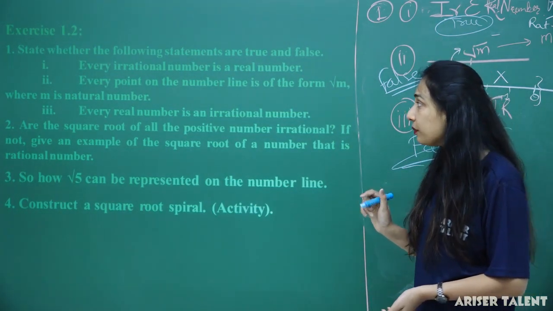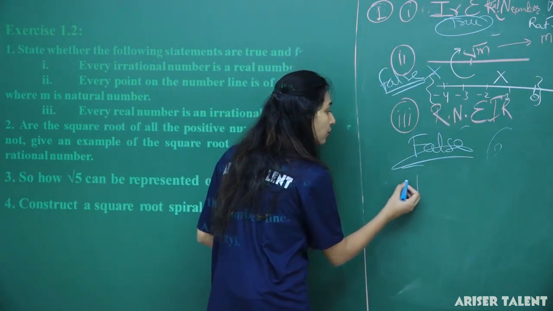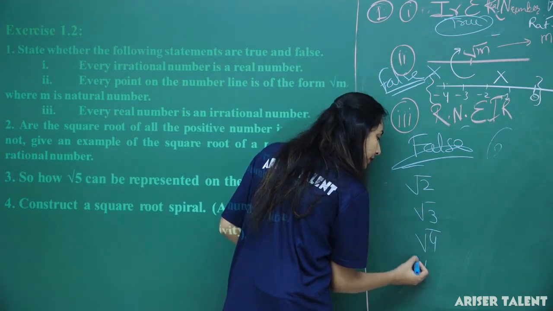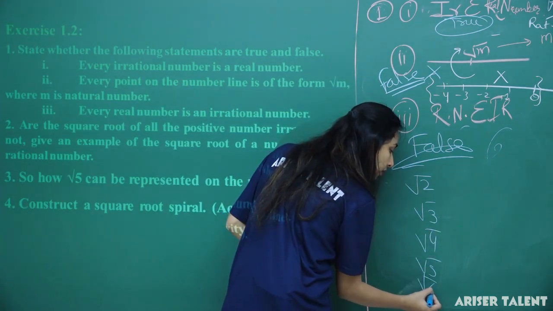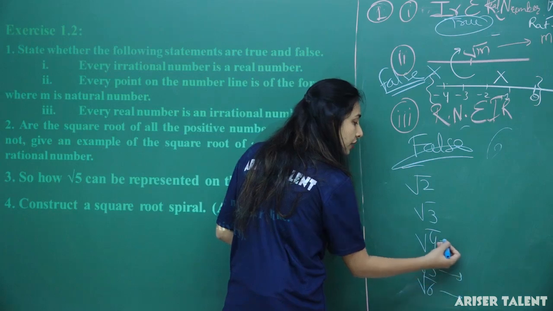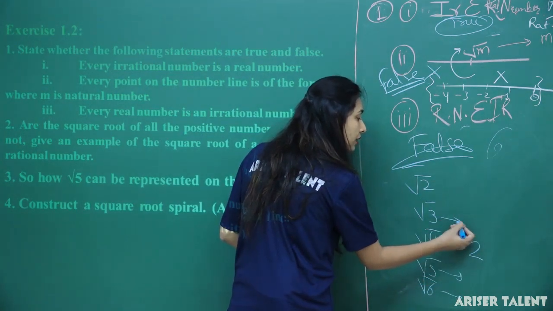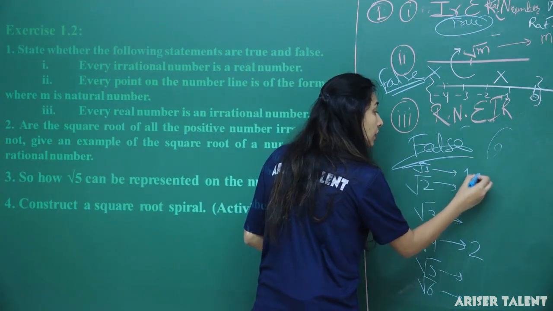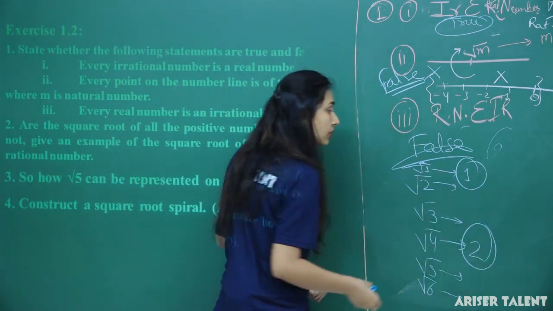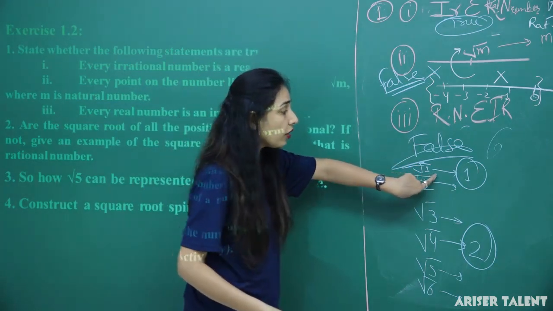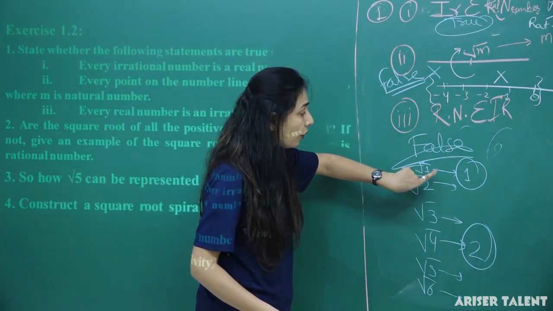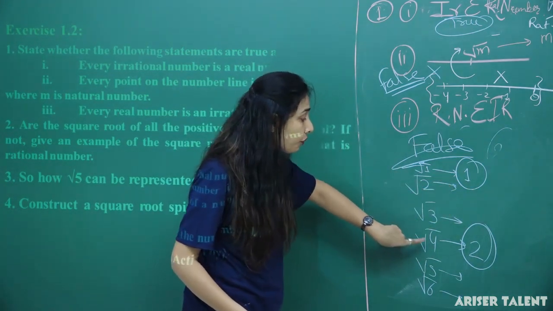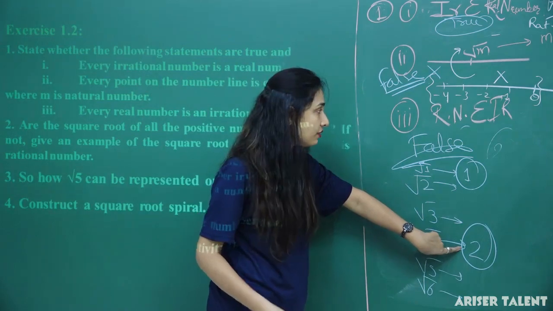If I take the square roots of positive numbers 1, 2, 3, 4, 5, 6, root 2 is irrational, root 4 is 2, which is rational. Root 1 is also 1. That means the square root of a positive number may be rational as well.